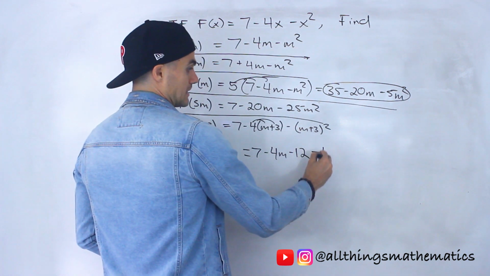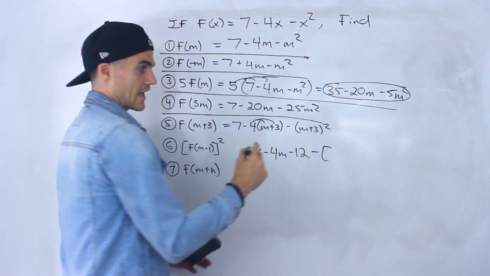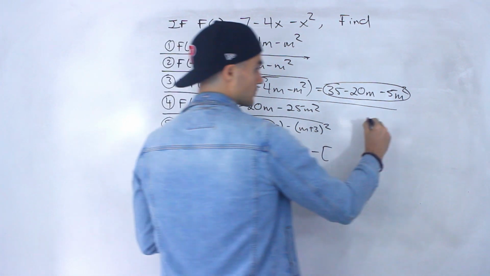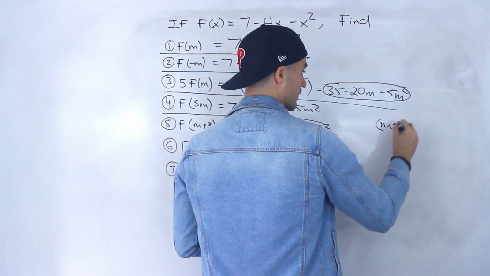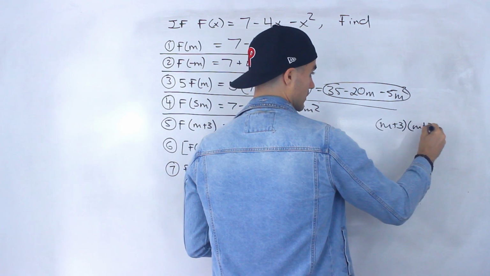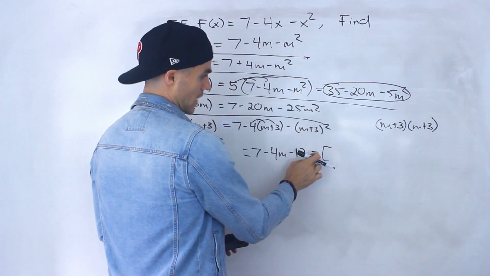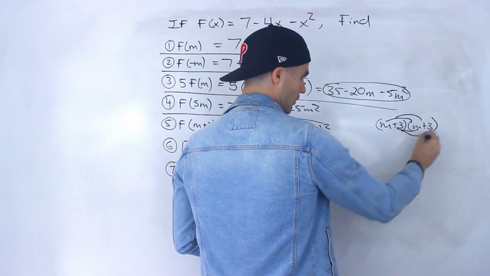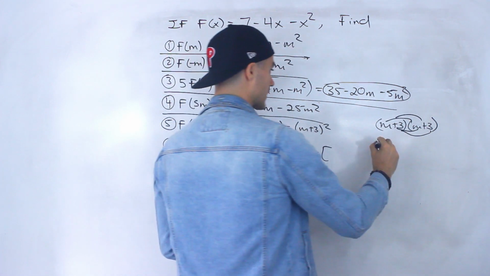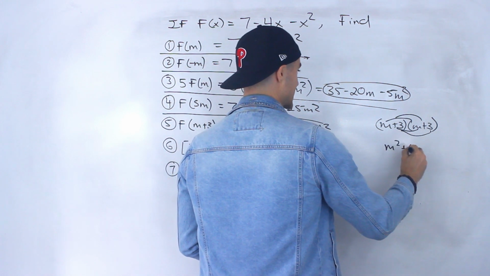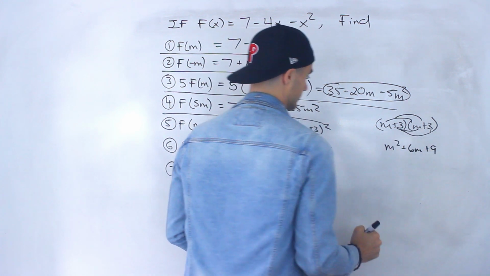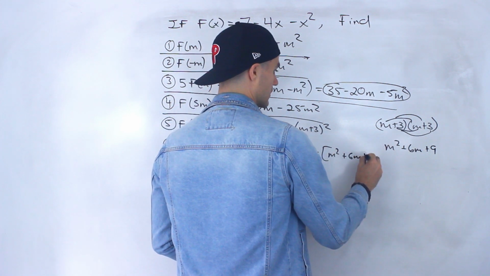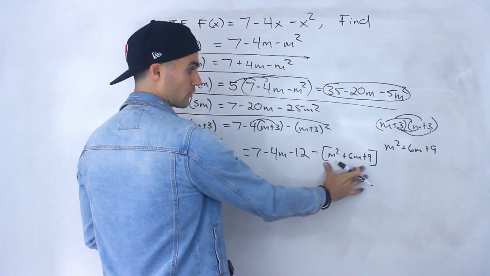And then we'd have minus, and what we want to do here is take that m plus 3 squared and FOIL it. So we'll have m plus 3 times m plus 3, and we're subtracting whatever that answer is going to be. After we FOIL it and simplify all of the like terms, we'd end up with m squared plus 6m plus 9. We're subtracting that whole thing there.